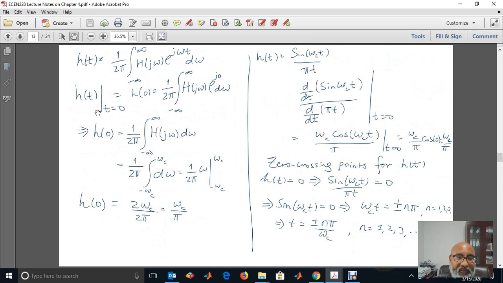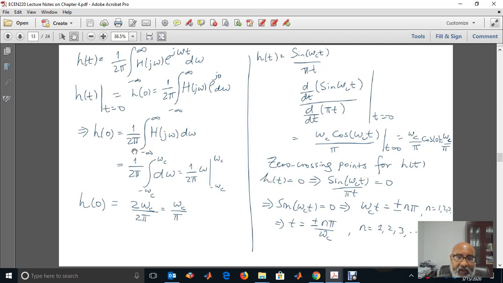What about the value of the impulse response at t equal to 0? The value of the impulse response at t equal to 0 also can be found from the inverse Fourier transform. This is 1 over 2 pi, integral from minus infinity to infinity of H(j omega) e to the power of j omega t d omega. Then at t equal to 0, e to the power of 0 is 1. We have this formula.